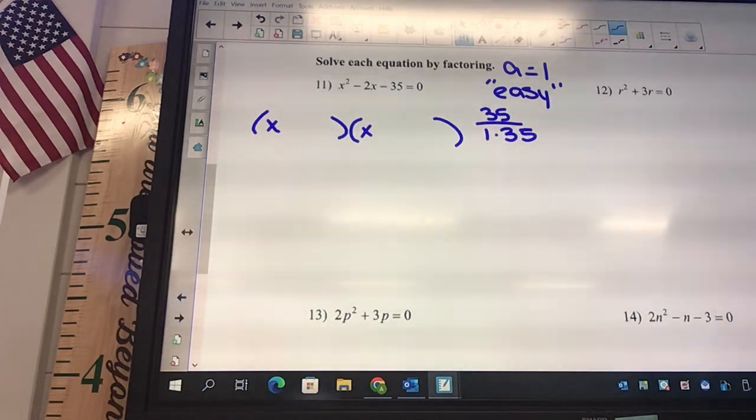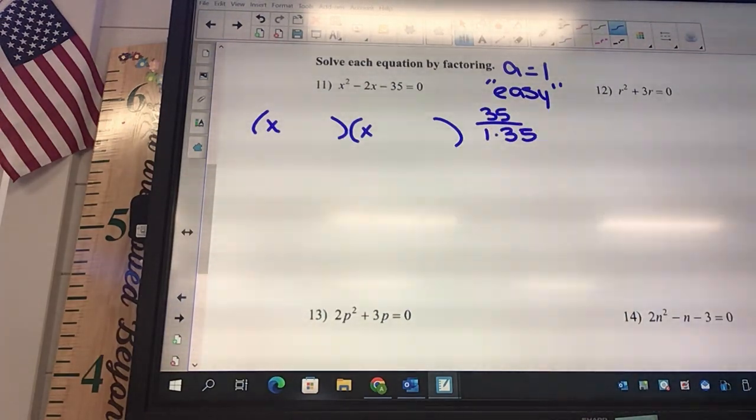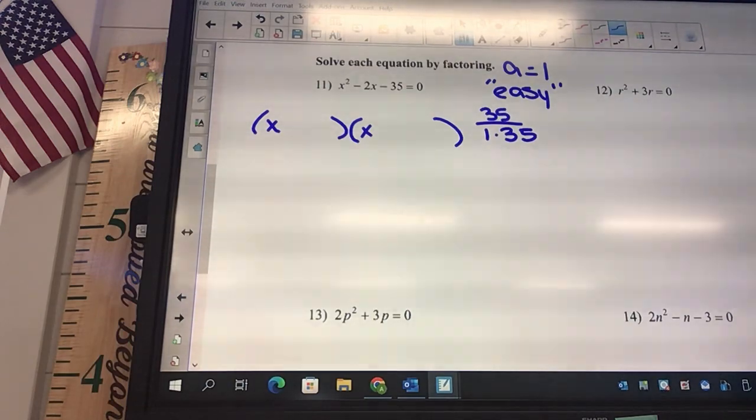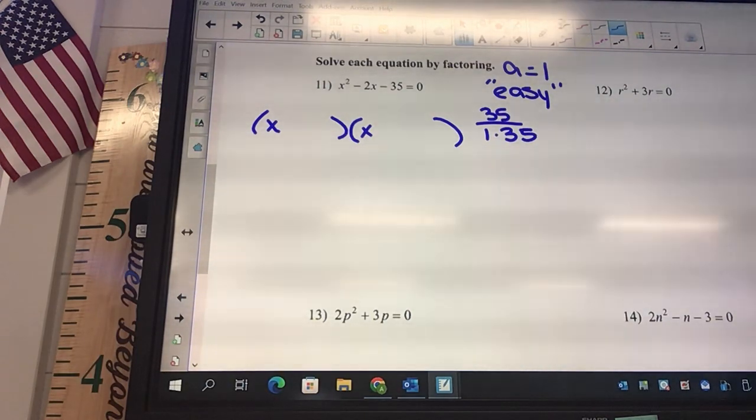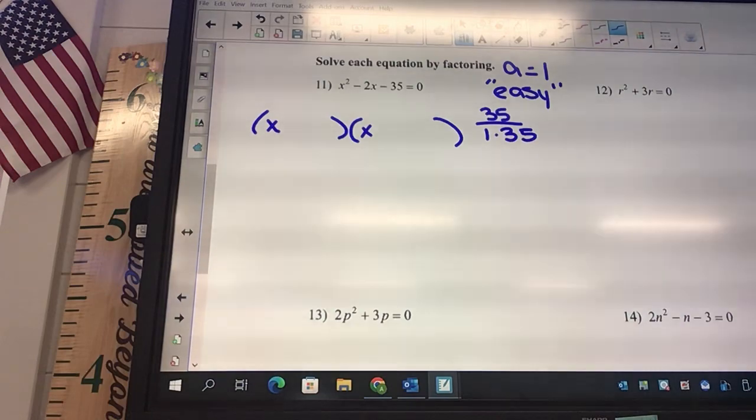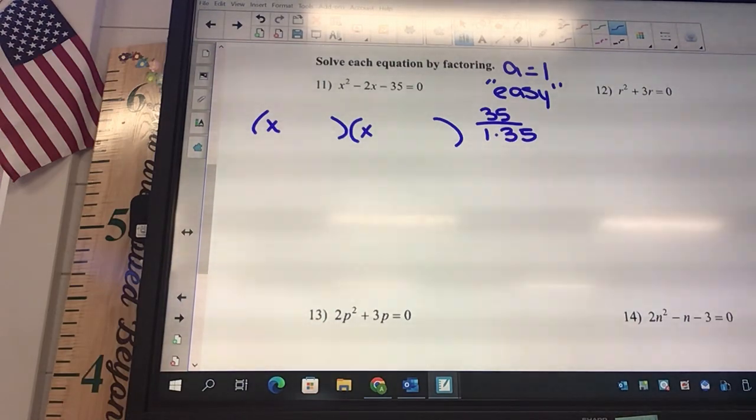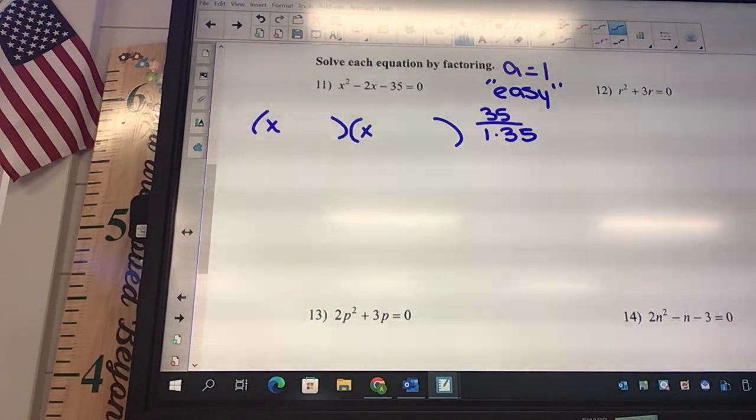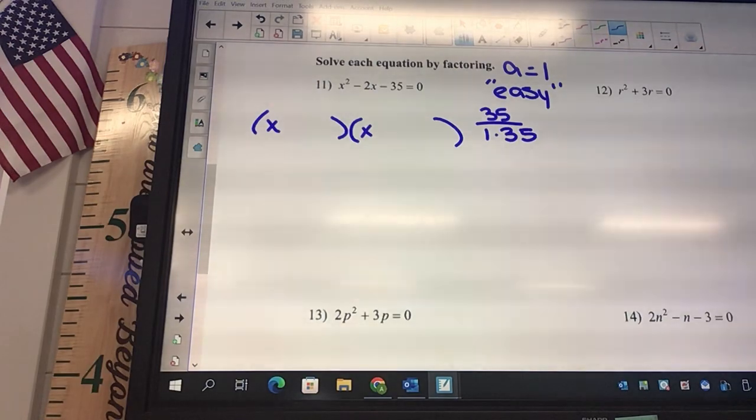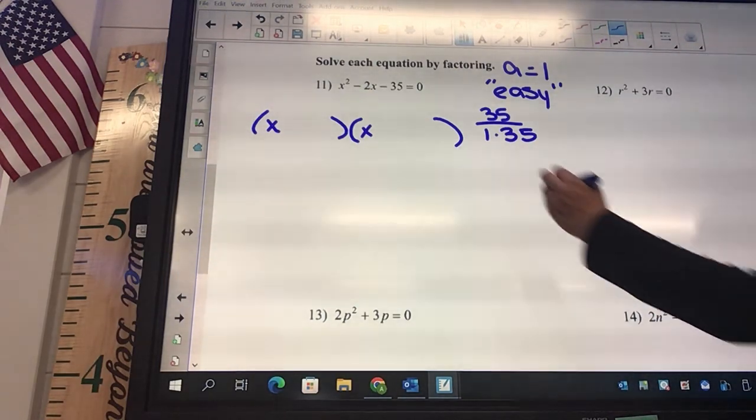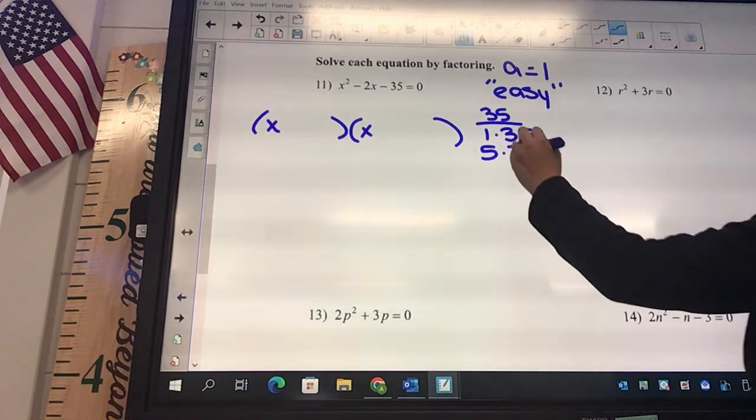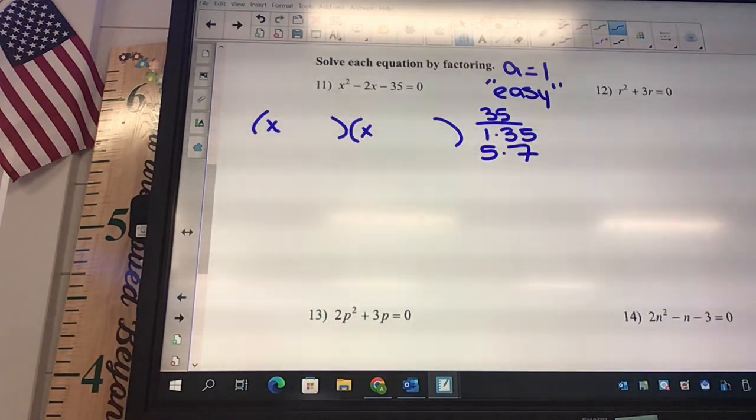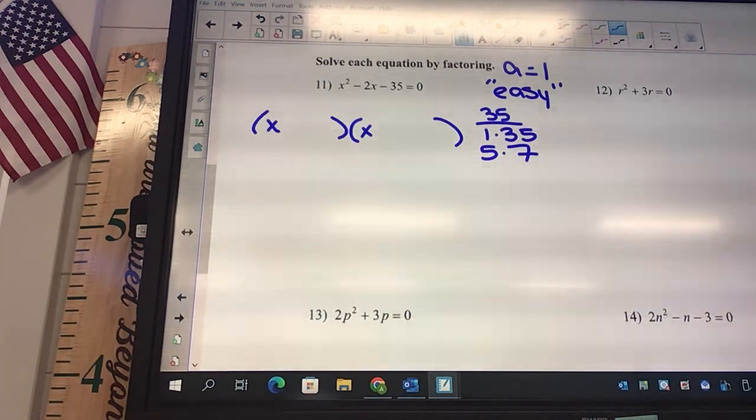Does 2 go into 35? Nah. Okay, check 3. On your calculator, if you don't know how to do it, you say 35 divided by 3. Nope. Okay, check 4. If you get a fraction, then that's no. 5 and 7. We have to divide, right? Yeah. Okay, and then you say 35 divided by 6.